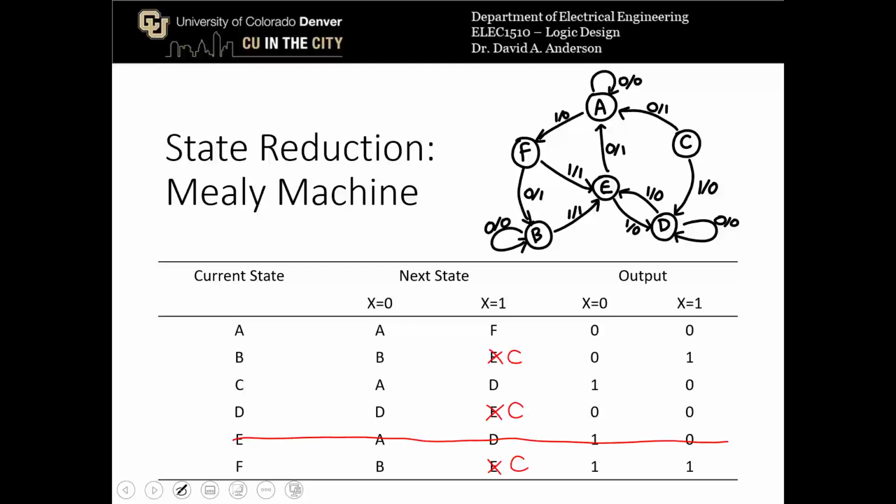Now looking at current state D, it has next states D and C, which is not matched by any other row. Looking at state F, we now have B and C, which again matches B, but the outputs don't match. So this is as simplified as the state machine can get in the Mealy machine version. Unfortunately, we started off with 6 states and we're only able to reduce it to 5 states, which does not reduce the number of flip-flops. It still needs 3 flip-flops in order to be implemented, but hopefully now the functions that you would use to implement it would be a little bit simpler.